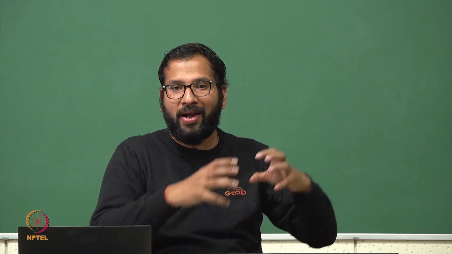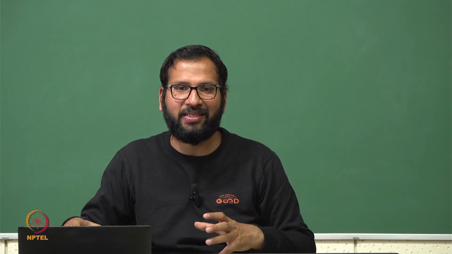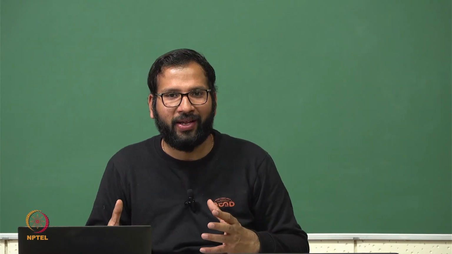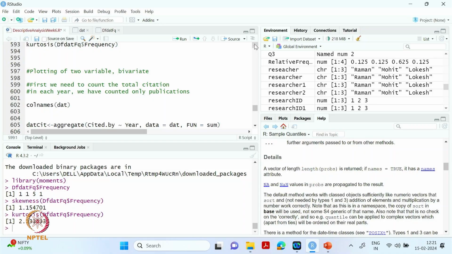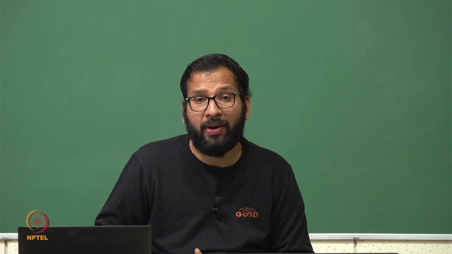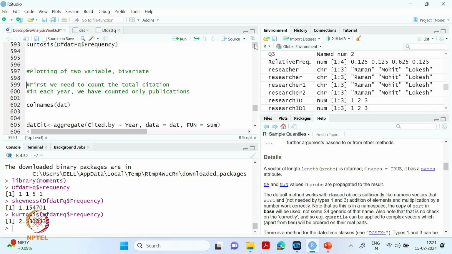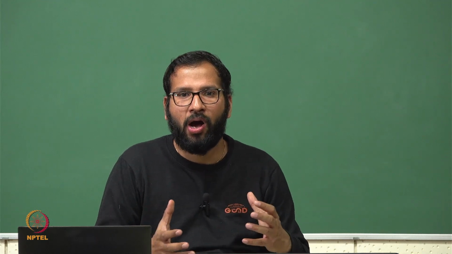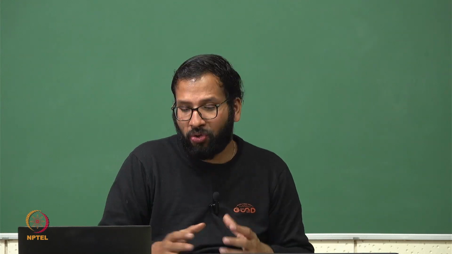Until now, whatever we have discussed is related to only one variable, the publications. Our other variable can be the citations. Maybe we want to know how the number of publications and the number of citations are related. Is there any relationship between the number of publications and the number of citations in a year? So let's do that.